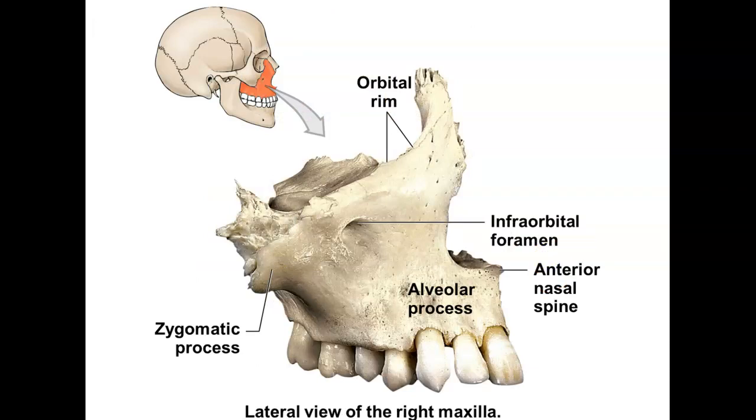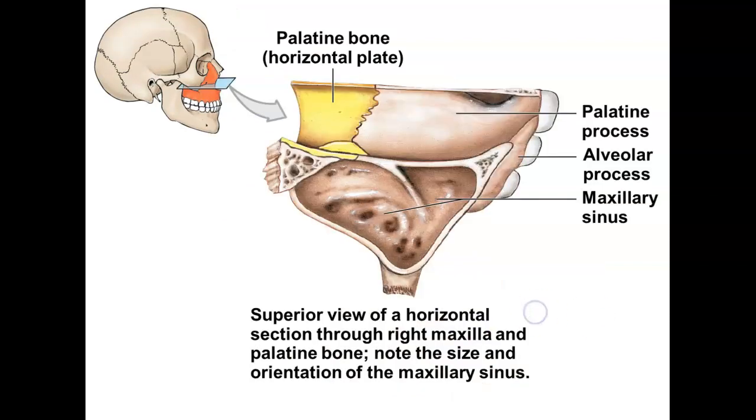Now we're looking at the maxilla, which is going to be the upper portion of the mouth. You see it has an infraorbital foramen there. You see the anterior nasal spine, the alveolar processes, and going into the zygomatic process. And then the palatine bone, which is going to be in the inner portion.